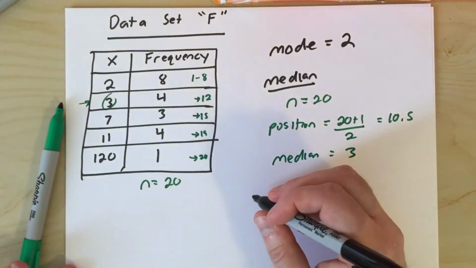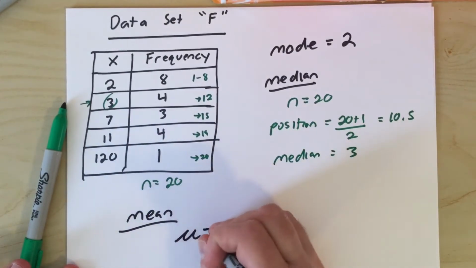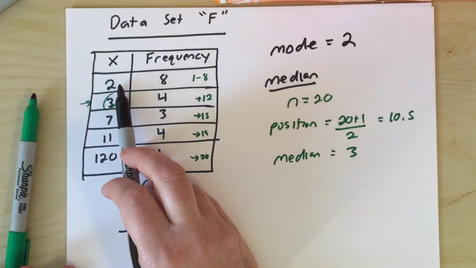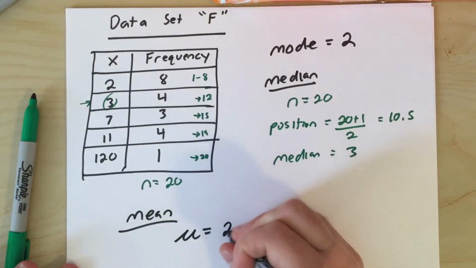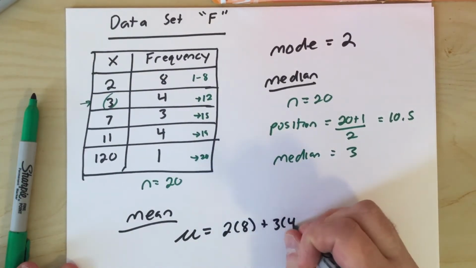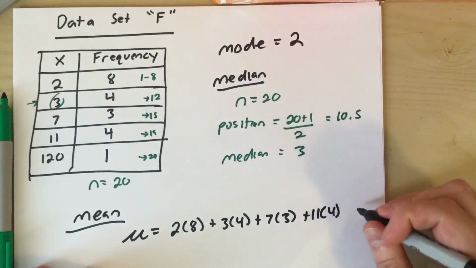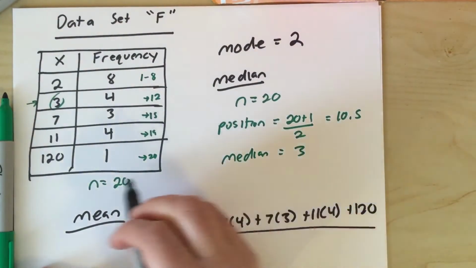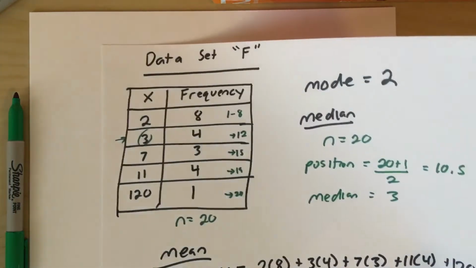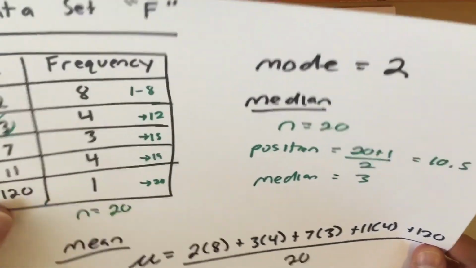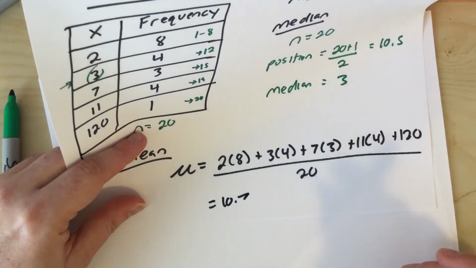So then the mean, not the mode. So for the mean, what are we going to do? Well, we want the value, and we're going to add it up as many times as it appears, which is the frequency. So it's going to be 2 times 8 plus 3 times 4 plus 7 times 3 plus 11 times 4 plus 120, and we're going to divide it by n, which in this case is 20. And as before, the answer is still going to be 10.7.